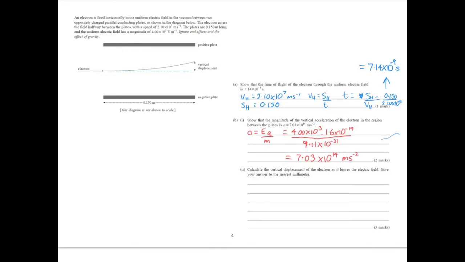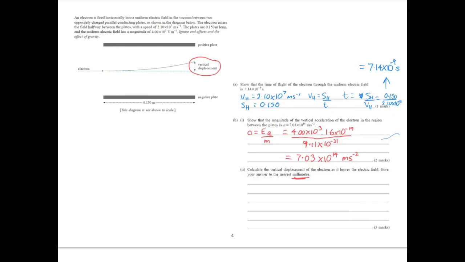So hopefully that shows those first two parts were reasonably straightforward. The final part: calculate the vertical displacement of the electron as it leaves the field, giving your answer to the nearest millimetre. So there's going to need to be a unit conversion at the end to get that millimetre. I was about to write up on the diagram what we were trying to show, but they've already labelled the vertical displacement.